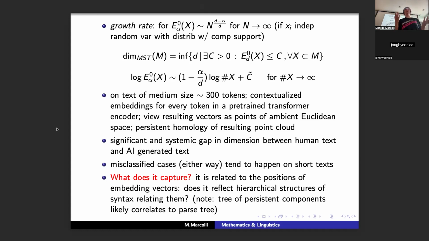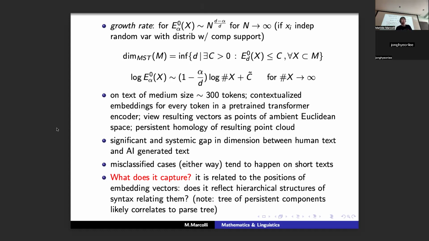I mean, this is of course one typical question when one has this type of data, topological data analysis. So you're seeing something. What is it that you're seeing? At least one can try to make some hypothesis about what it is, and if the hypothesis is correct, you should be able to see it in other ways too. That's the idea. So this is related to the positions of these embedding vectors inside your ambient space, right? That's what is being measured.